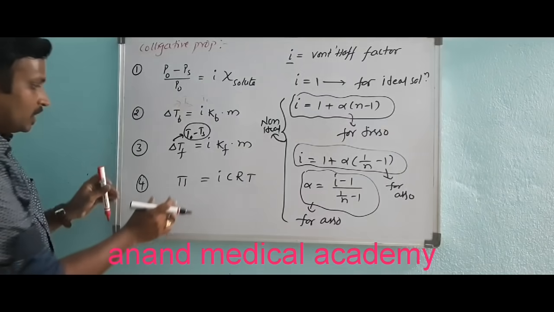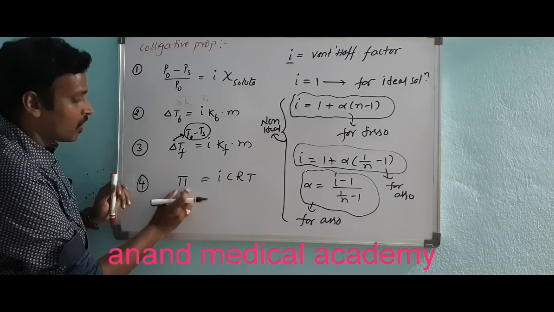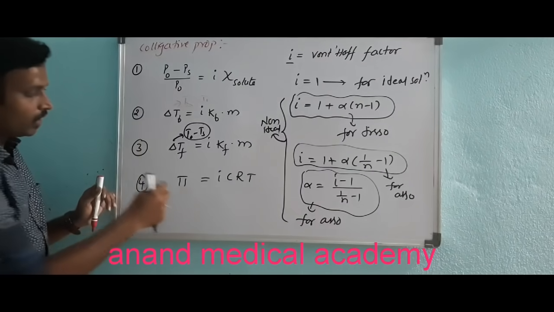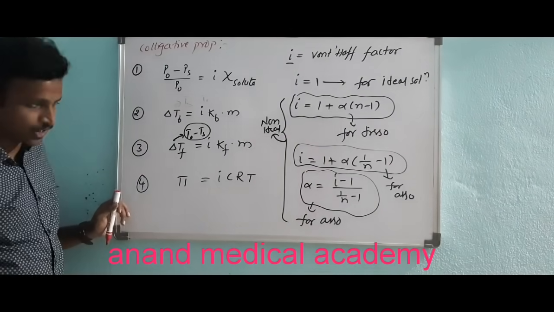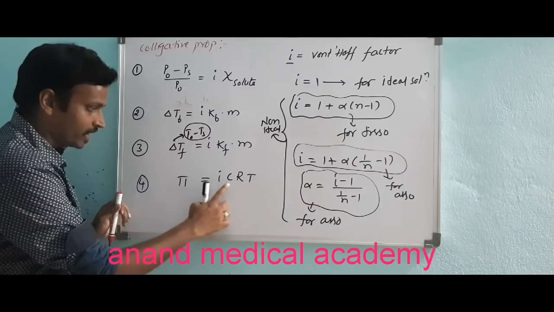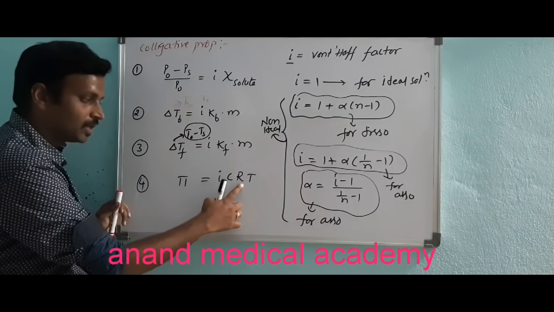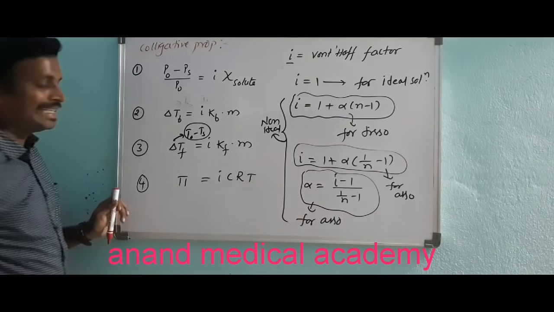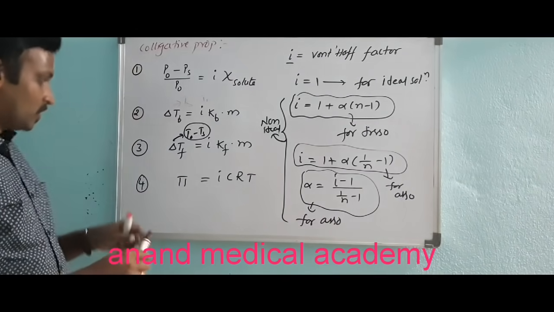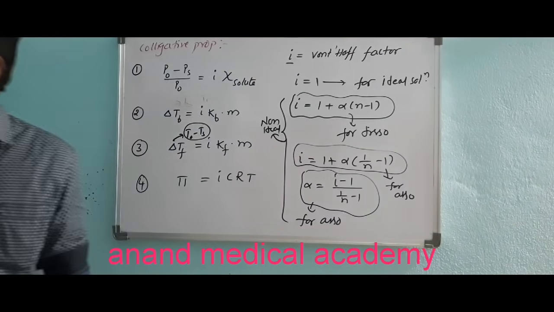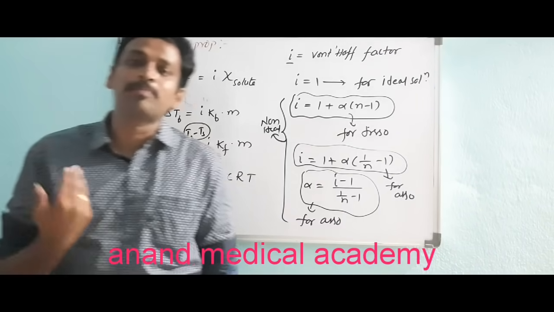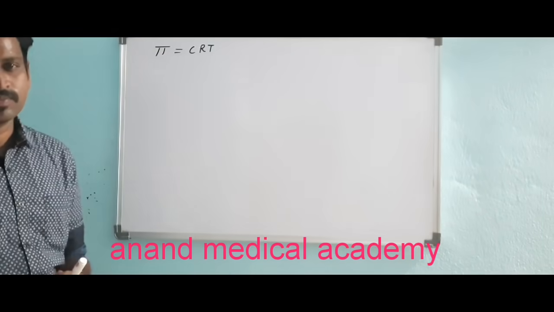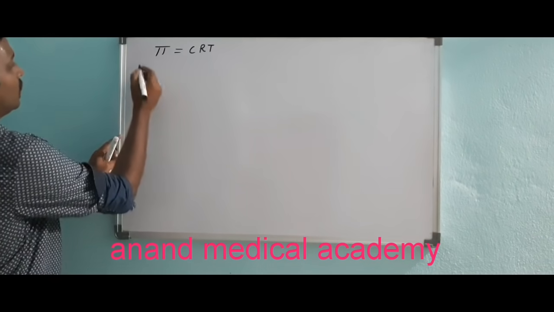Got it? So finally we discussed some osmotic pressure. Pi equals iCRT. What is pi? Osmotic pressure. What is i? Van't Hoff factor. C is concentration. What is R? Gas constant, we know 0.0821 we have to take here, and T is the temperature. Got it? So here, what are isotonic solutions? What are hypertonic solutions? What are hypotonic solutions? Let's see.